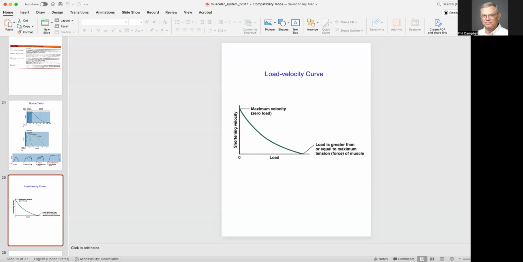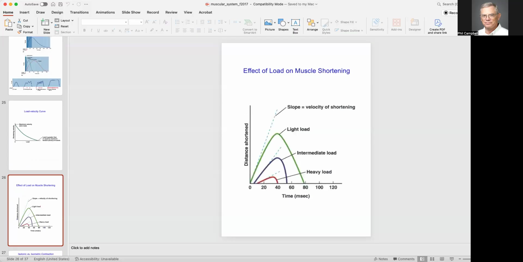You can practice this. When you exercise, you can reinforce that concept. Now, not only as we increase load do we decrease the rate of contraction, we also decrease the distance of contraction. All right? So we're not talking about rate. We're just asking, what is the extent to which I can shorten this muscle?